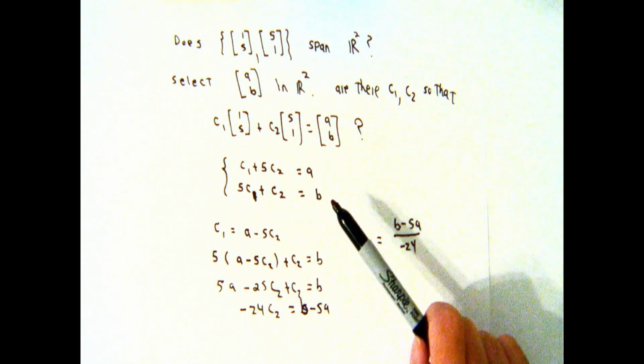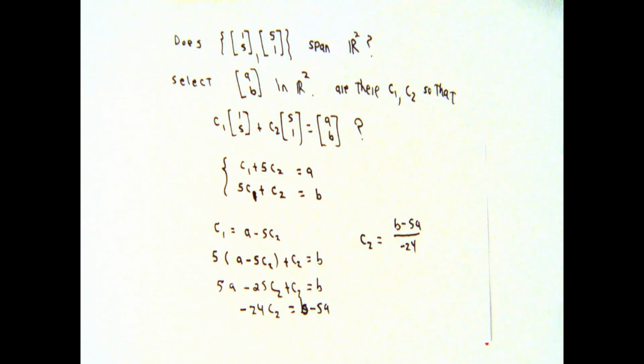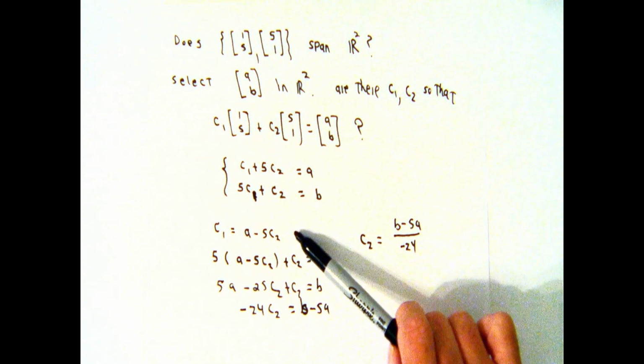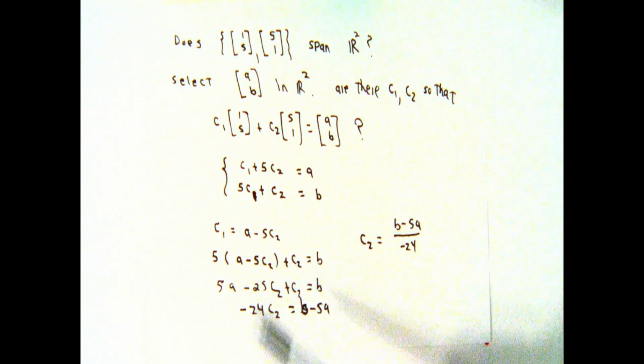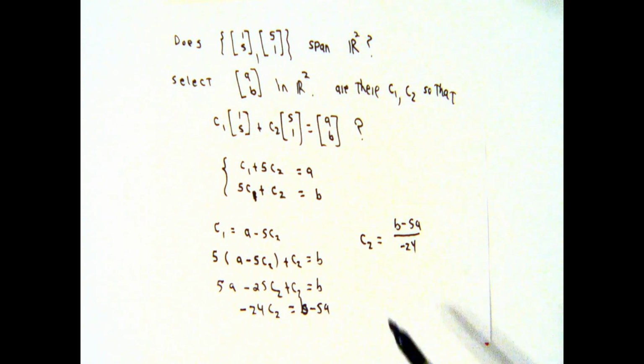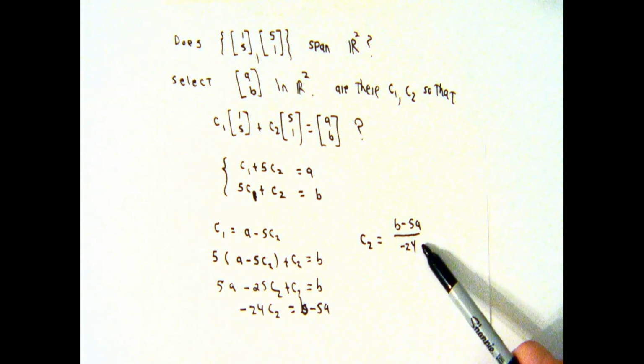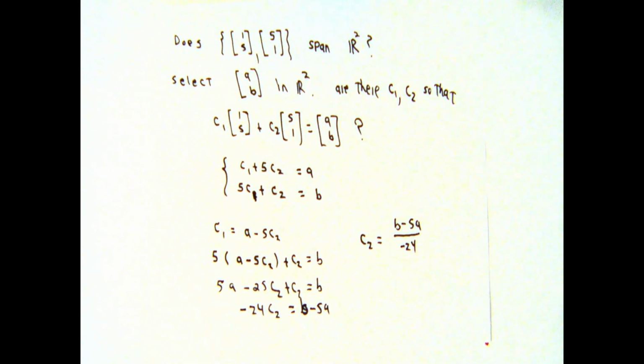If I look at this first equation, it tells me that C1 must be A minus 5 times C2. I'll take that and put it into the second equation, and after simplifying, I find out that C2 equaling B minus 5A over negative 24 will work. Notice that in the arithmetic I've done, there's nothing that can go wrong on me. I never get division by 0 or anything like that, regardless of what the A and the B are.